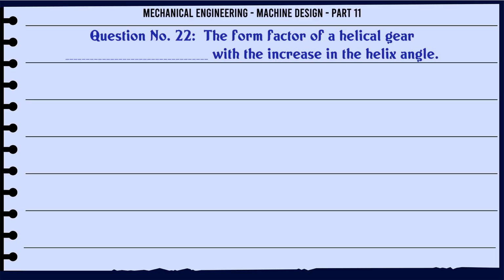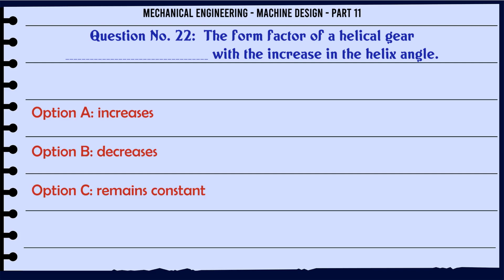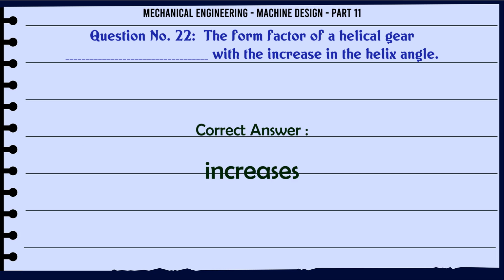The form factor of a helical gear with the increase in the helix angle: A. Increases. B. Decreases. C. Remains constant. D. The correct answer is increases.